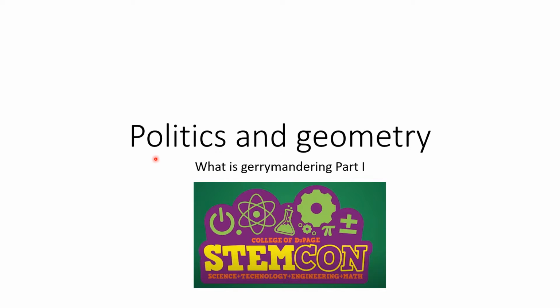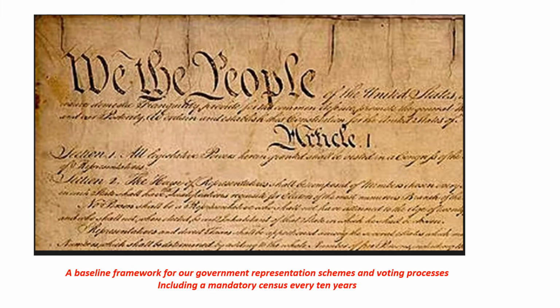The title of this lecture is Politics and Geometry, and it's What is Gerrymandering, Part 1. The Constitution of the United States provides a baseline framework for government representation schemes and voting processes, including a mandatory census every 10 years.